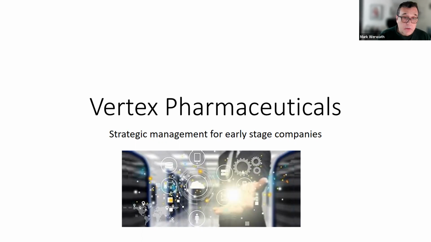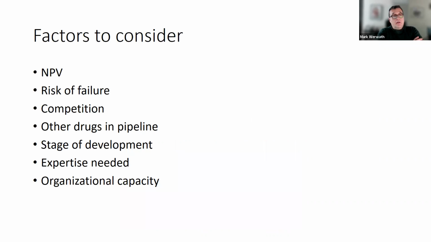And let's assume for the moment that that technology is some IP in the pharmaceutical space, presumably leading to a new molecule that might eventually be brought to market as a drug. So if we start with that framework, some of the factors to consider when you're looking at such a piece of technology is what's the net present value.